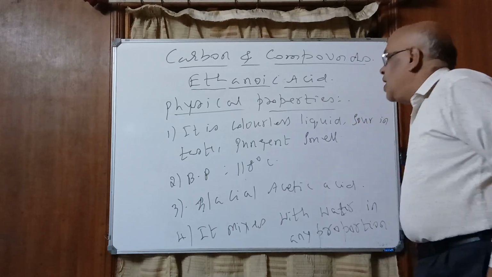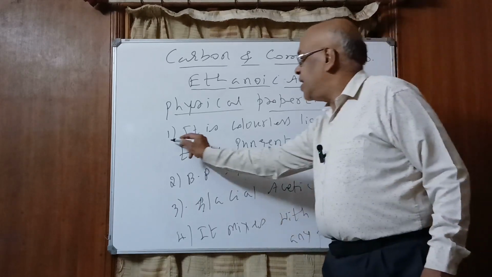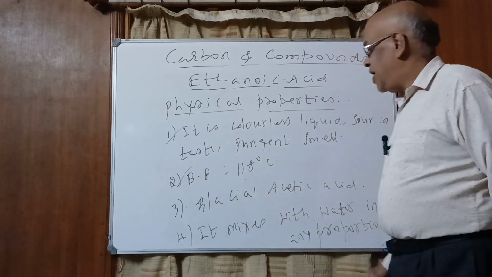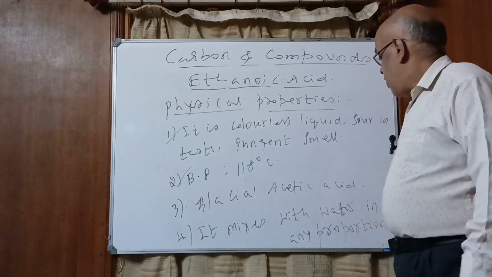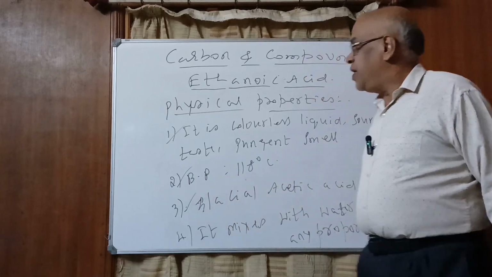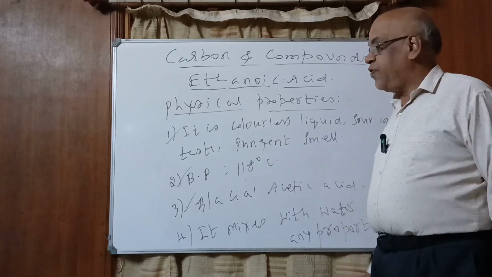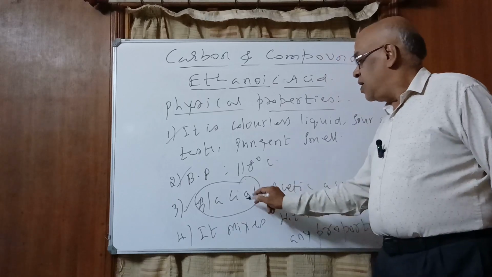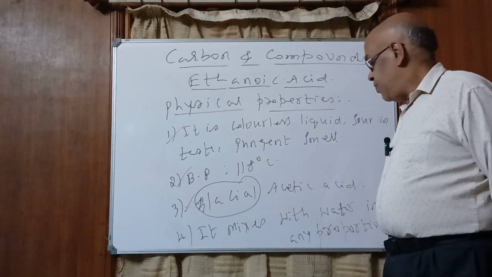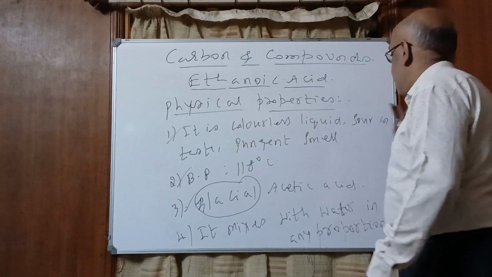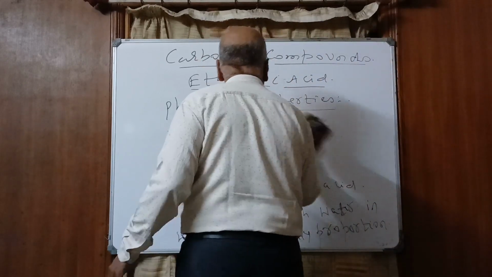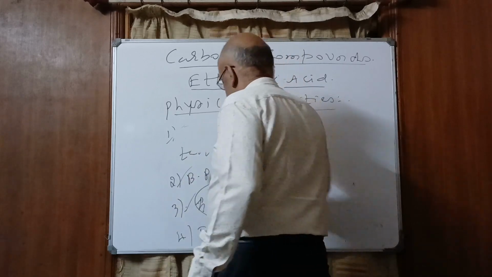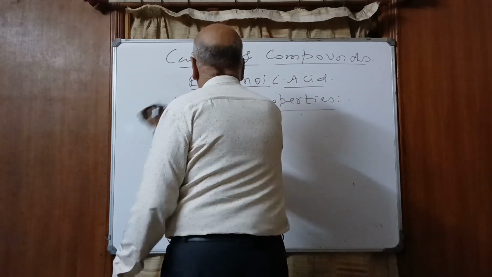Physical properties of ethanoic acid. What is the first one? It is a colorless liquid, sour in taste, has the smell of vinegar. Boiling point is 118 degrees centigrade. When acetic acid is cold, it freezes to form an ice-like solid called glacial acetic acid. Glacier means a large amount of ice. It mixes with water in any proportion. These are the physical properties of acetic acid. Very easy topic, children. Isn't it?